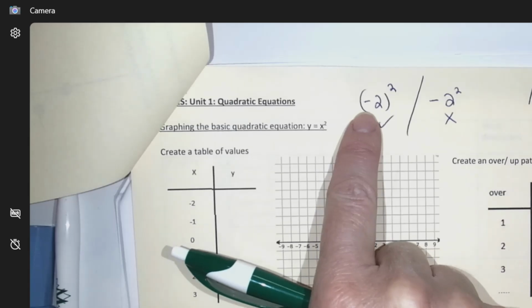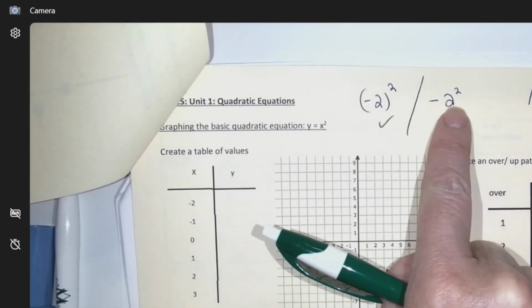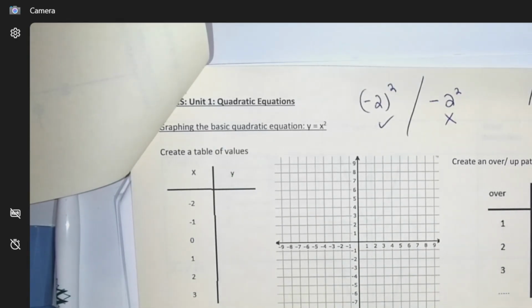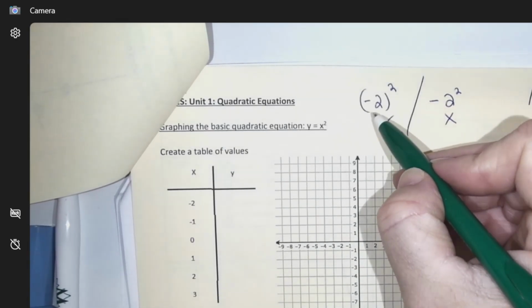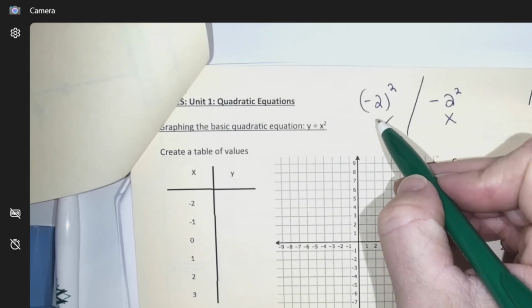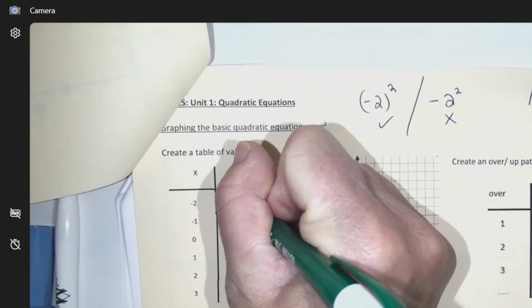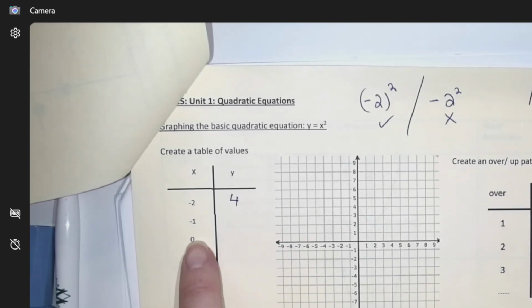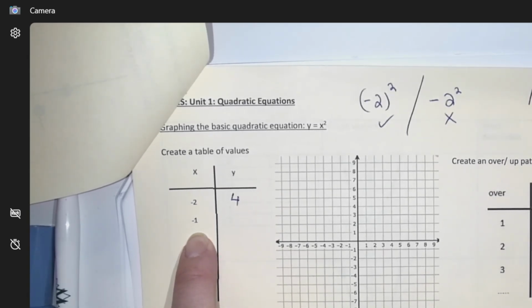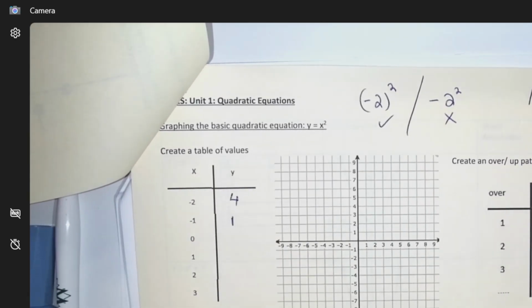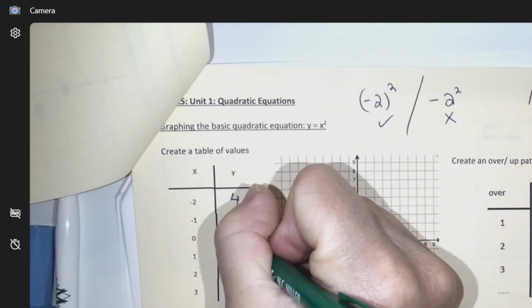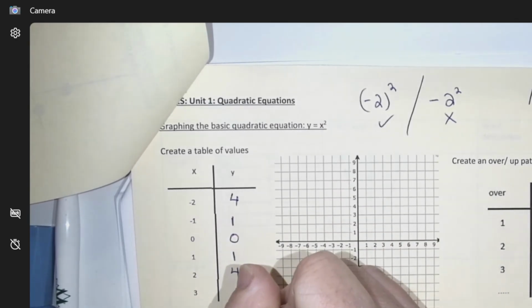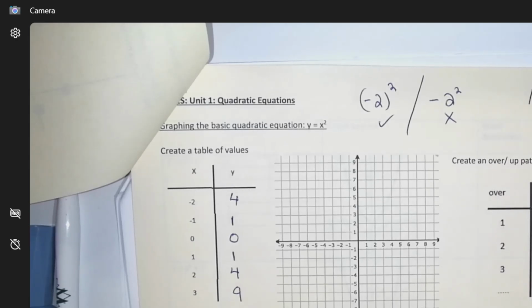This means to take -2 times -2. This means to do 2 times 2 and then negate it. Okay? So this is what I'm doing. I'm doing -2 squared, which would make +4. Same idea, what is -1 squared? 1, 0 squared, 0, 1, 4, and 3 squared, 9.